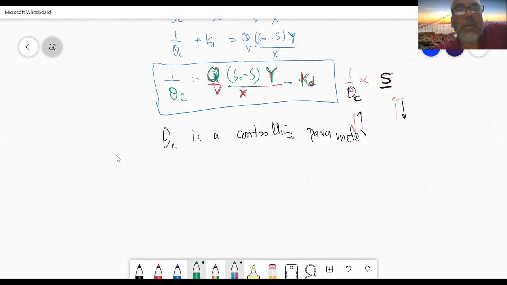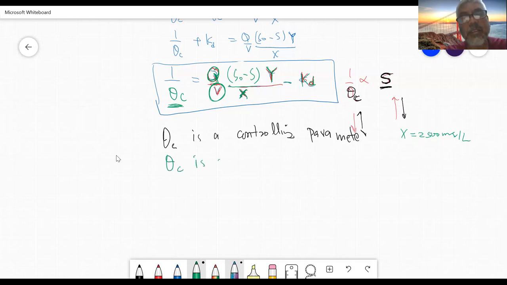So let's say you set X value, some specific value, say 2500 milligram per liter. If you set this X value, then what is unknown is volume, right? So if you know the theta C, then you can find the volume. You can determine the volume. And what is volume? It is the dimension of your aeration tank. So it means that you can design your aeration tank. So if theta C is known, you can find the dimension of your aeration tank. It means that theta C is a design parameter.